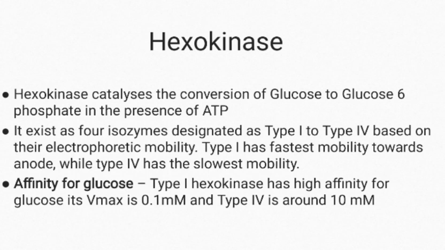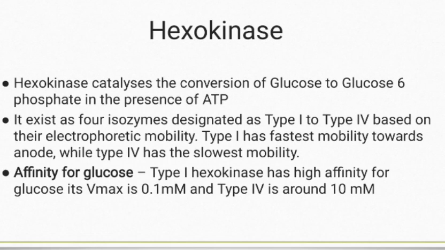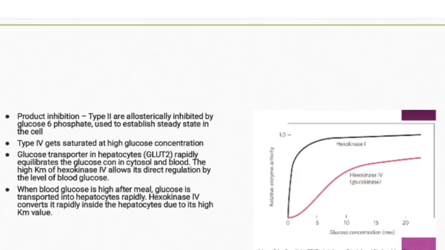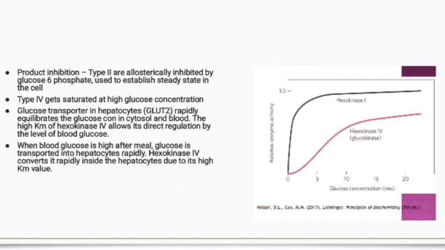When we see the affinity for glucose, type 1 hexokinase has high affinity for glucose. Its Km is 0.1 millimolar and type 4 is around 10 millimolar. Type 1 hexokinase can be allosterically inhibited by glucose 6-phosphate and it is used to establish steady-state equilibrium in the cell. Type 4 gets saturated at a higher concentration of glucose.